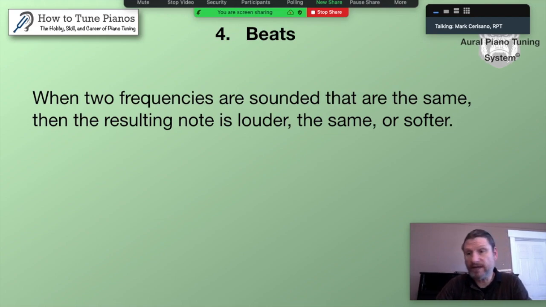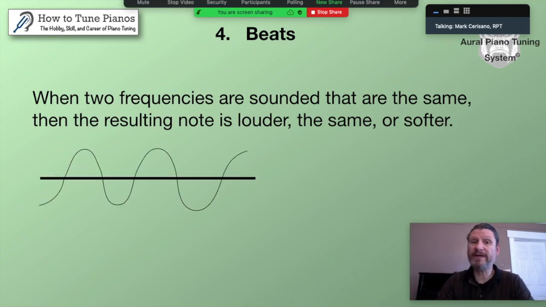So that's the harmonic series. Basically, that's it. Partial series, right? 3 octaves. You got the octave, then the next octave is with the 5th, and then the top one is the 7th chord. Now we're going to talk about beats. When two frequencies are sounded out of the same, then the resulting note will be louder, the same, or softer.